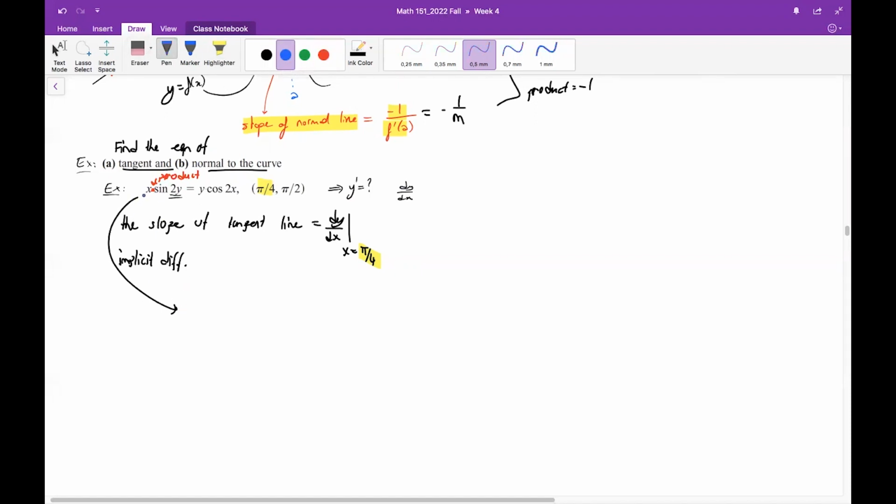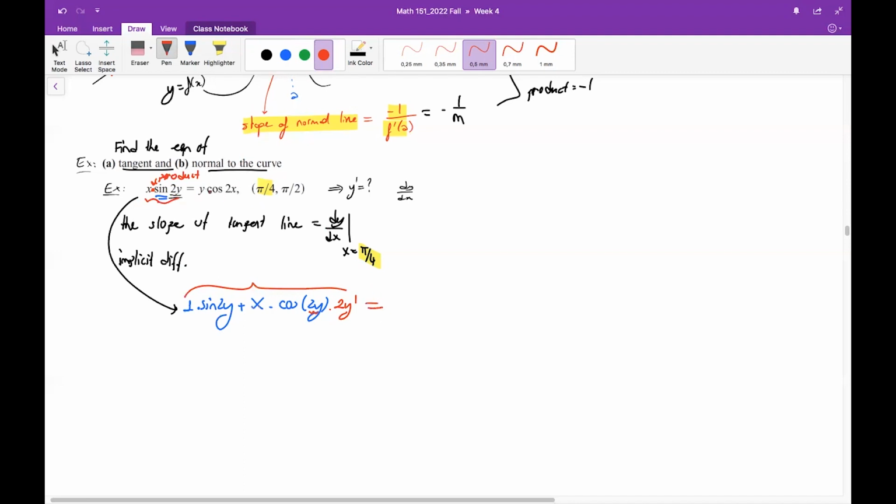Derivative of the first function, which is x, is 1 times the second function, plus the first function stays the same. Now I will derive sine 2y. What is the derivative of sine? It is cosine, and then you keep multiplying with the derivative of the inside function, which is 2y prime. Okay? And this whole thing gives us the derivative of this product by applying product rule.